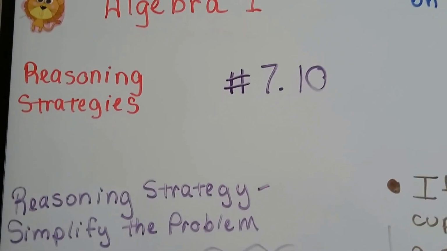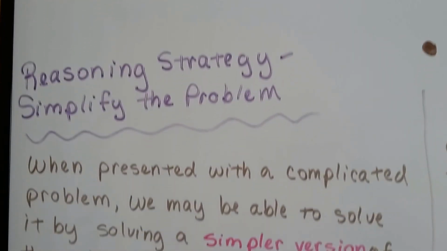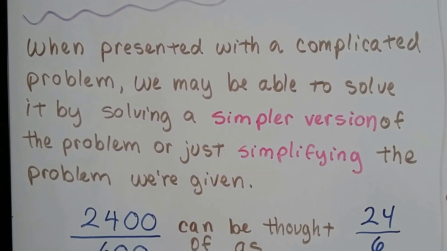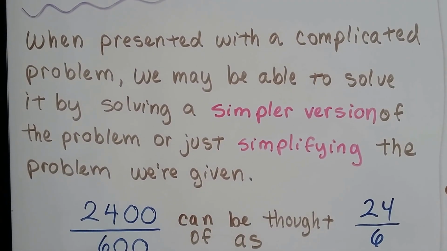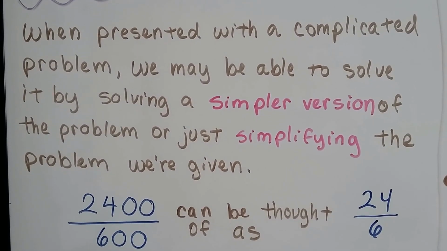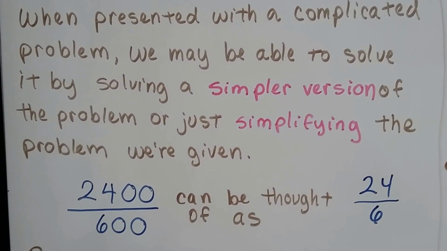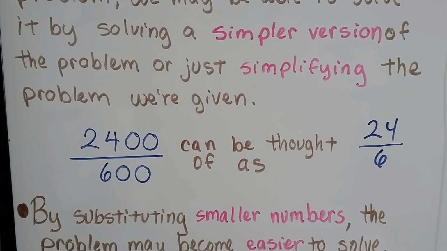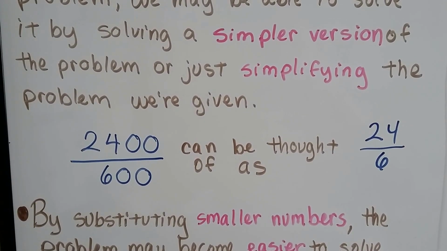Algebra 1 7.10, this is reasoning strategies, and we're going to talk about how you can simplify the problem as a strategy. When we're presented with a complicated problem, we might be able to solve it by solving a simpler version of the problem or simplifying the problem we're given. So if we have 2400 over 600, it could be thought of as 24 over 6, can't it?